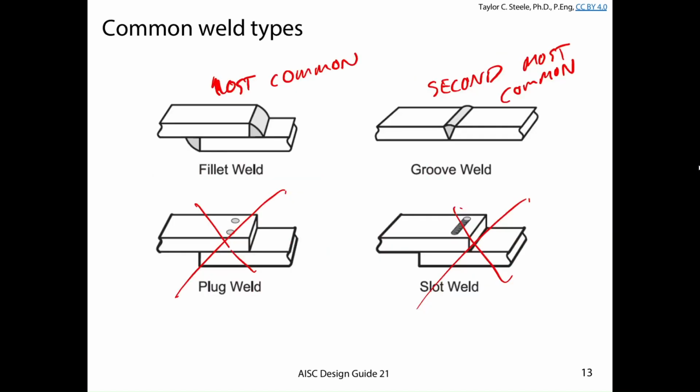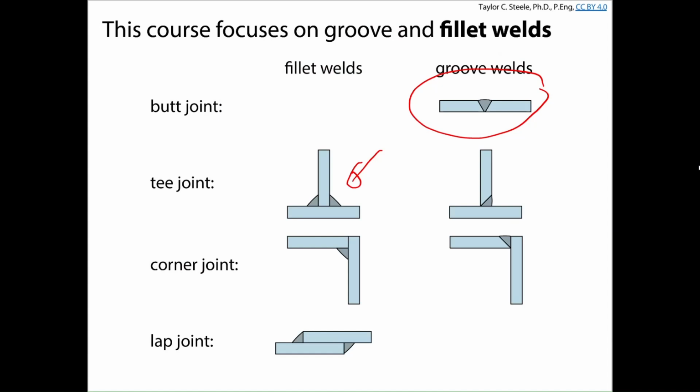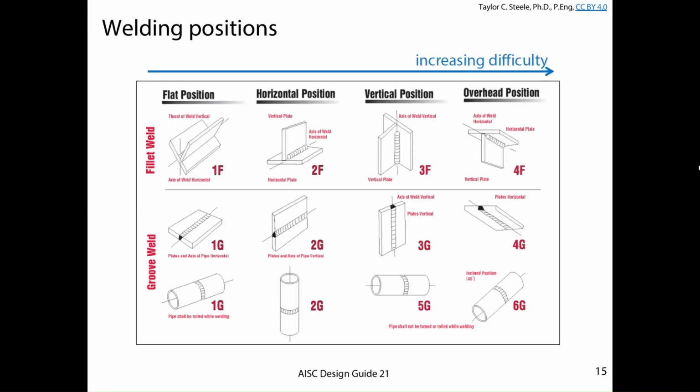So that covers types of welds, when we might use fillet welds or groove welds, which are the focus of this course, and a little bit about the different positions the welder will have to take in the field or in the shop, and why the engineer has to think about those things. Are there any questions about those concepts before we continue on? Okay.